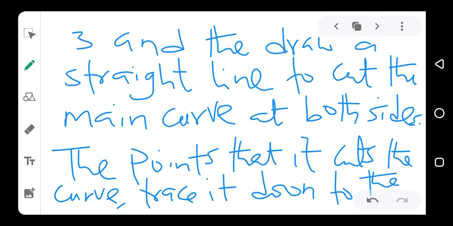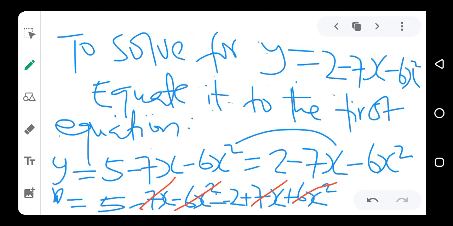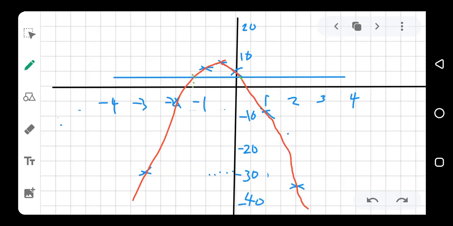You draw a line that will cut the graph at both sides. Then you trace the curve to the x-axis. Now, see the line I've drawn. That is this line here. This place, I assume that this place is 3. It's just a guess. This is not accurate.